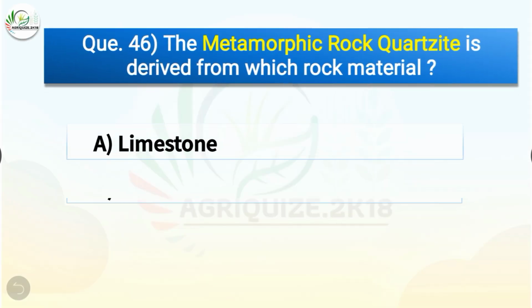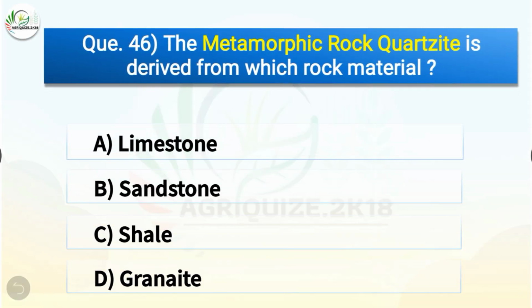Question number 46. The metamorphic rock quartzite is derived from which rock material? The options are limestone, sandstone, shale or granite. The correct answer is option B, sandstone. So the metamorphic rock quartzite is derived from sandstone rock material.